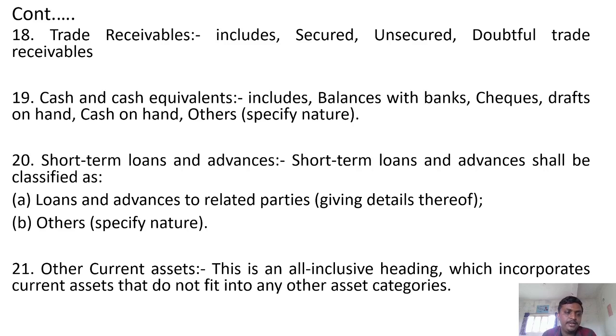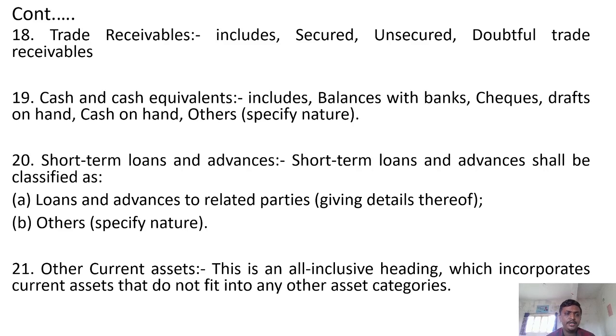Note number 18, trade receivables include secured, unsecured and doubtful trade receivables. That means the trade receivables are made up of secured, unsecured and doubtful trade receivables. We include all three here. That is sundry debtors, bills receivable, like that. We keep making entries of these here.